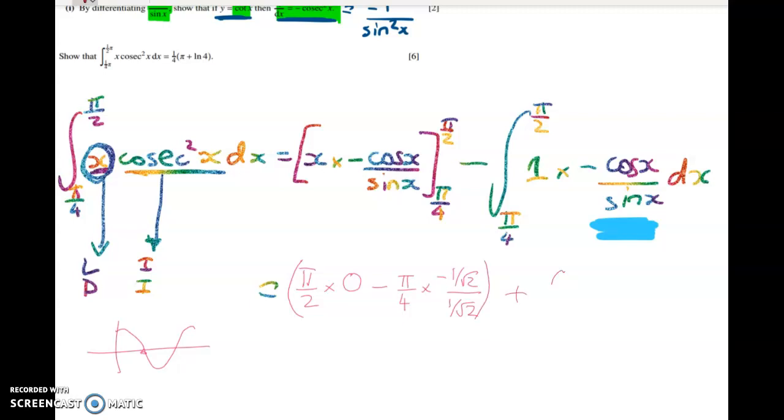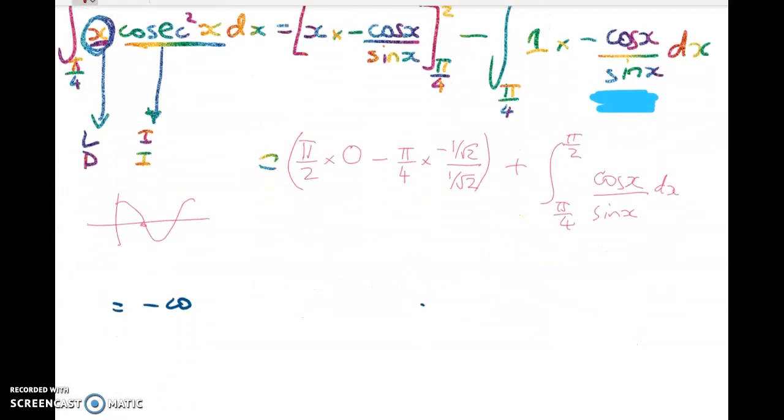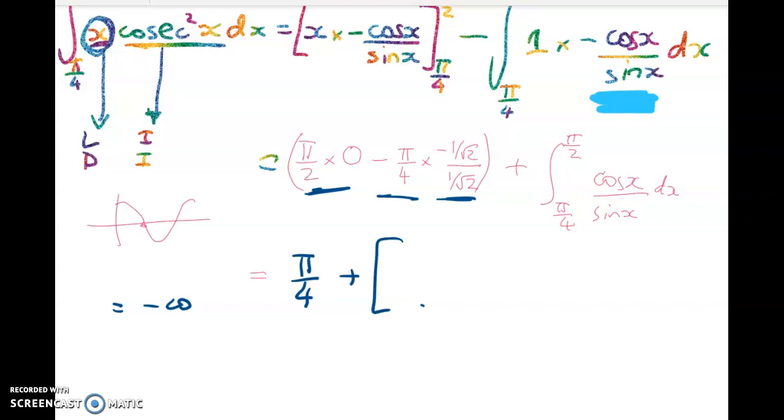And now I've got plus this integral here, pi on 2 to pi on 4 of cos x over sine x dx. Okay, let's clean up this first thing here. So this is getting close to my final answer already. This is 0, and this is going to be plus, that's 1, so it's just pi on 4. So that's nice. And now we've got the integral here, which works out to be the natural log of sine of x.